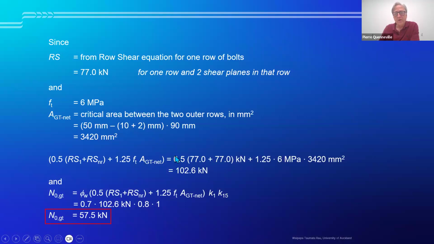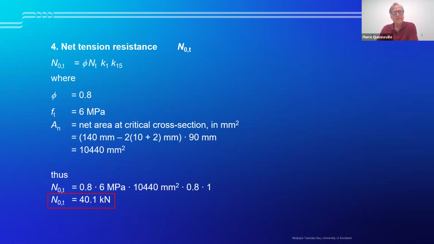The tensile component is given by the right terms, and we end up at 102.6 kilonewton specified, and we need to multiply by our material reduction factor of 0.7 for brittle failures, our load duration, and our service condition, and we end up with 57.5 kilonewton for that mode of failure.